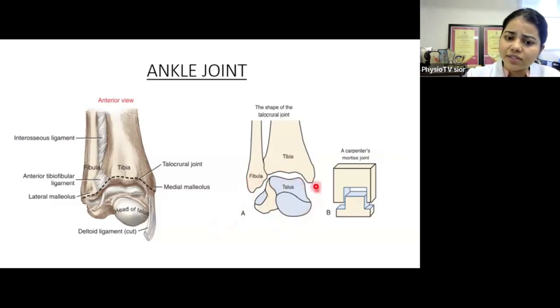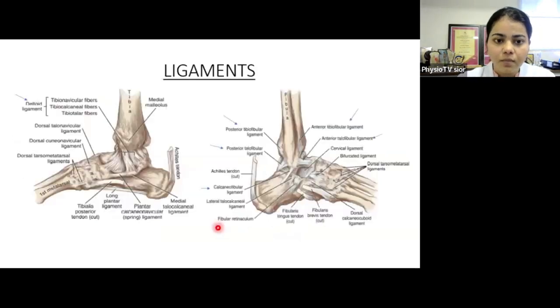And the distal articular surface, like I've said, is made by the body of the talus. So the body of the talus, if you see, is wider anteriorly and then it narrows down. So it's like a wedge-shaped structure. Coming to the ligaments, now the capsule around the ankle joint is very thin and weak. So the major stability is going to be provided by the ligaments which are around the ankle joint.